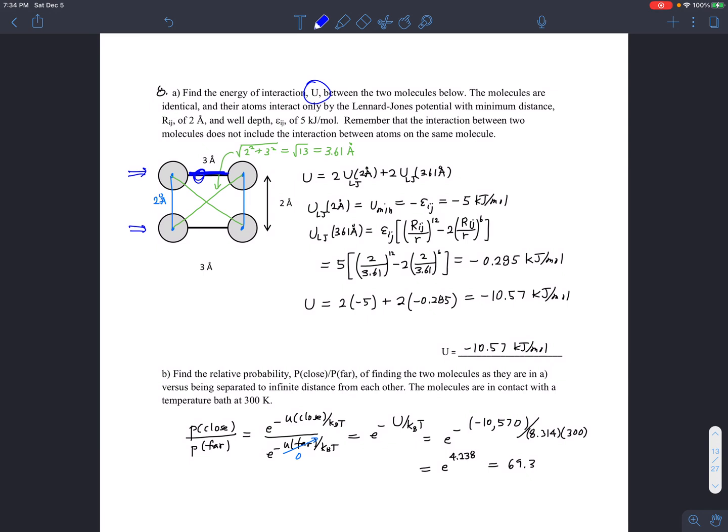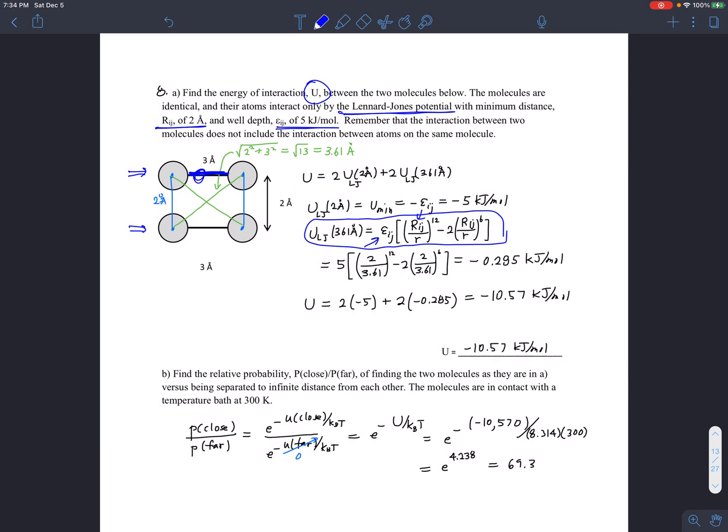And it's the Lennard-Jones potential. It's the van der Waals interaction that we're calculating. The Lennard-Jones potential is here. It's this kind of complicated formula, but it has two parameters. One is the depth of the energy well, the other is the position of the energy well, Rij. Rij is 2 angstroms in this case, and the depth is 5 kilojoules per mole.